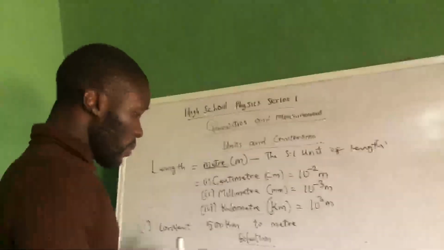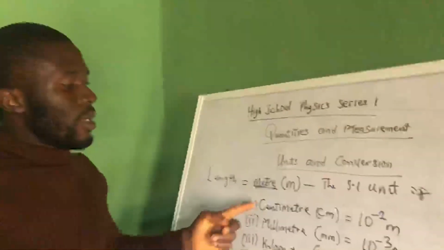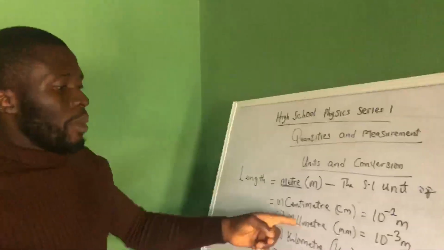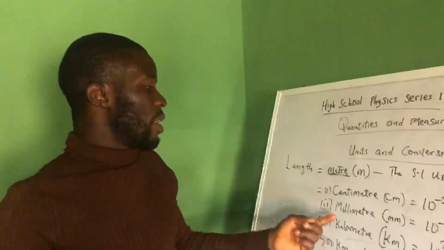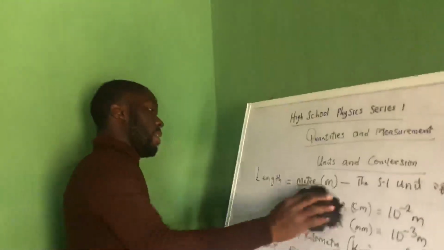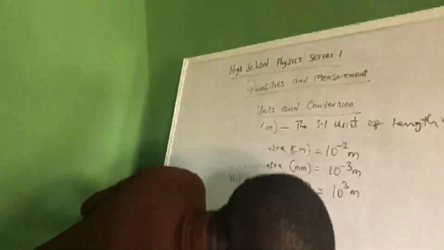All we just need to know is the conversion. 1 centimeter is the same thing as 10 raised to power minus 2 meter. 1 millimeter is 10 raised to power minus 3 meter, and 1 kilometer is the same thing as 10 raised to power 3 meter. Now let's move on.